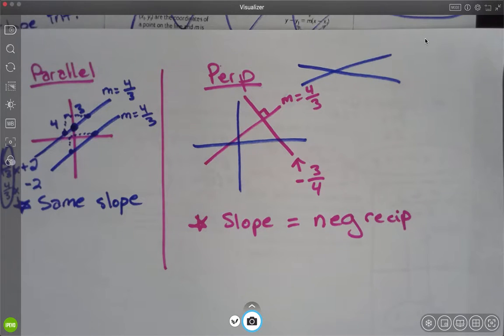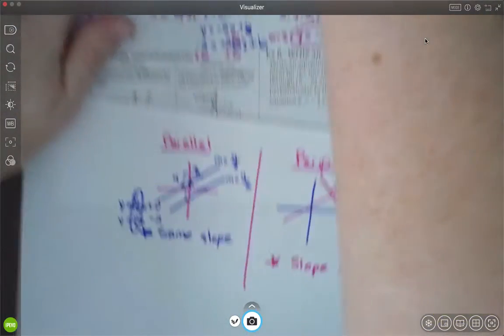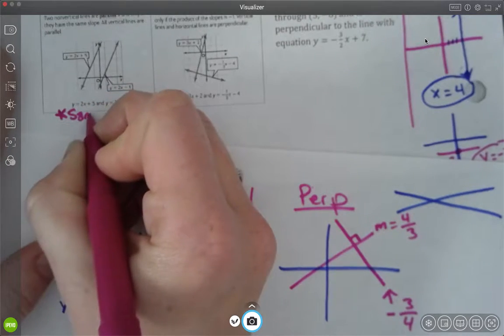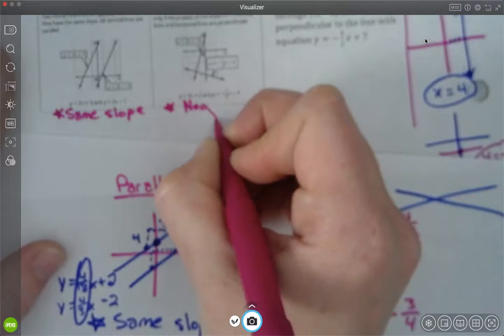Okay. So, write that on the bottom of this paper right here if you have not already done so. That's one thing I do want you to write down right here. Put parallel lines, put same slope, and here put negative reciprocal.